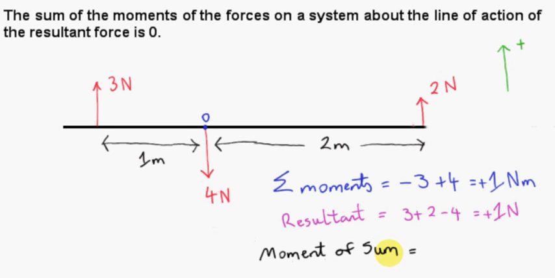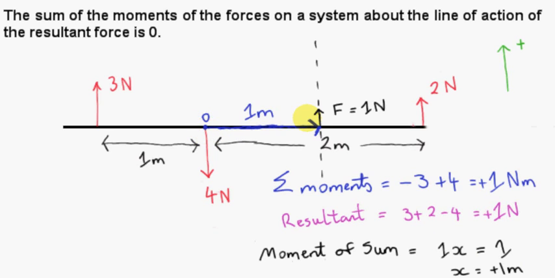Now let's get the moment of the vector sum of the forces, or the moment of the resultant. So we have to multiply plus 1 by x, where x is the position vector of the line of action of the resultant force. And by the principle of moments, the moment of the sum equals the sum of the moments. So we can see that x equals plus 1 meter. So we know that the sign is important. Plus 1 means that the position vector is pointing to the right. Its tail is at the origin.